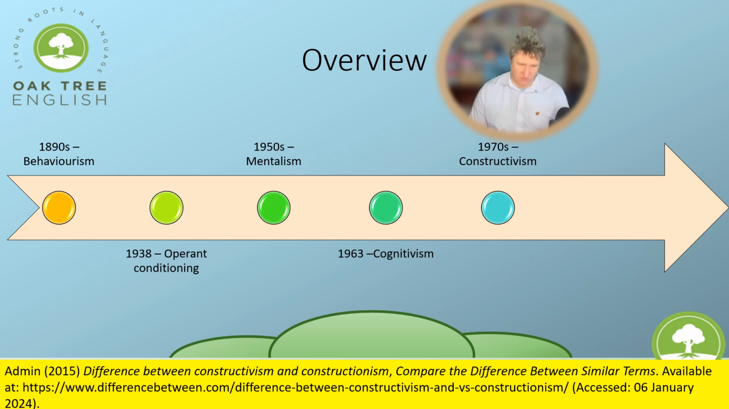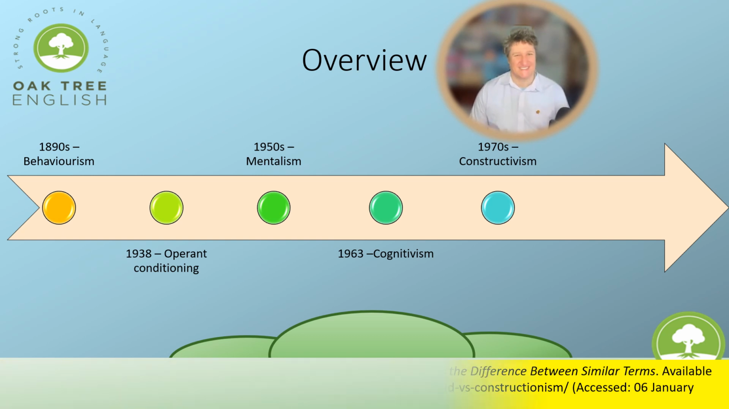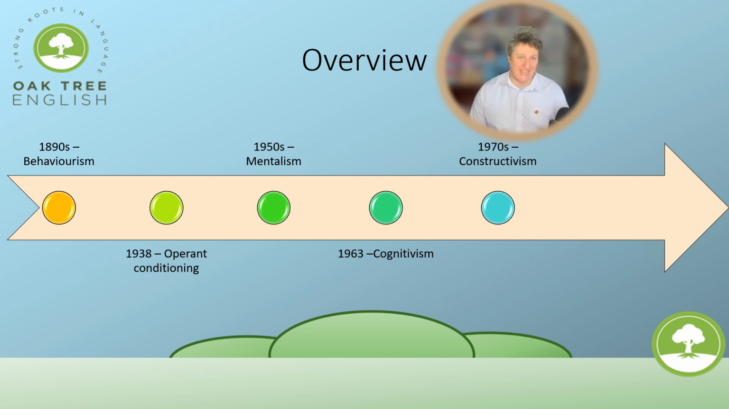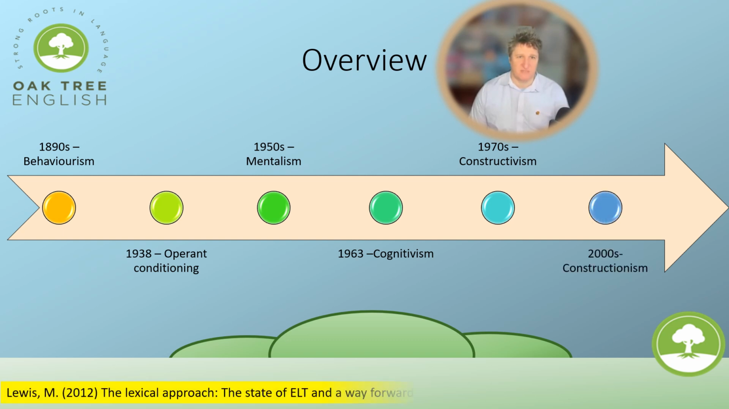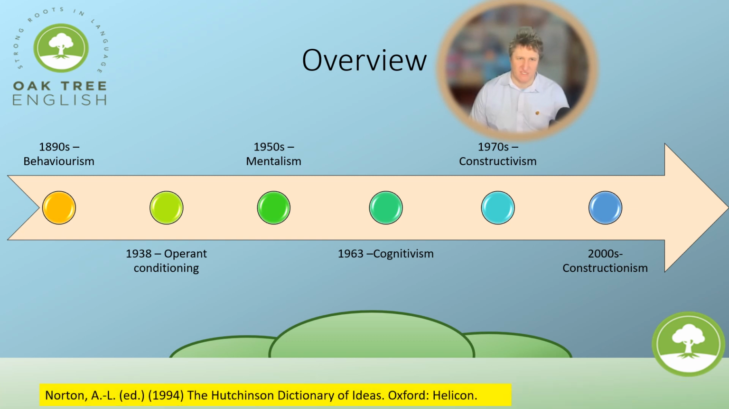Here is a reference that I used from a website, the difference between constructivism and constructionism. This would include Michael Lewis's lexical approach, which I'll talk about at the end. This challenges some basic assumptions, such as that language consists of grammaticalized lexis, as opposed to lexicalized grammar. I'll talk about it later. The luminary of constructionism is Seymour Papert. There's Michael Lewis.